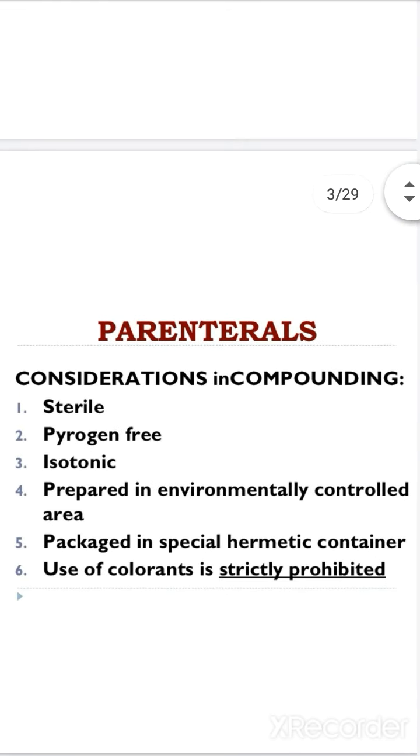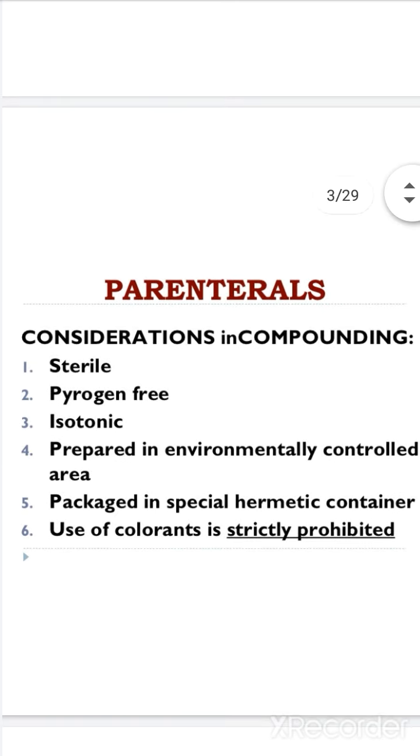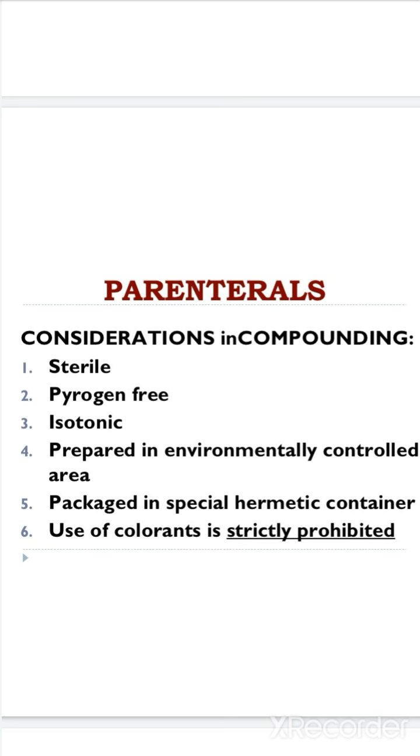So we have to discuss the parenterals. The considerations in compounding: it should be sterile, it should be pyrogen free, and it should be isotonic. It means it has the same pH as that of blood or where we have to administer it. If we administer it into the blood, it should have a pH of about 7.4. It is prepared in an environmentally controlled area, packed in a special hermetic container. Use of colorant is strictly prohibited, meaning you can't use colors in parenterals.